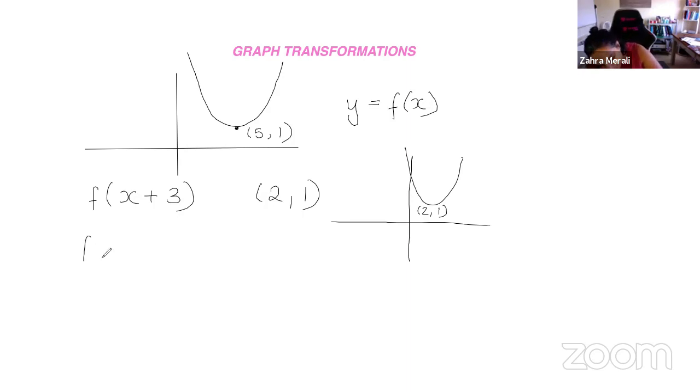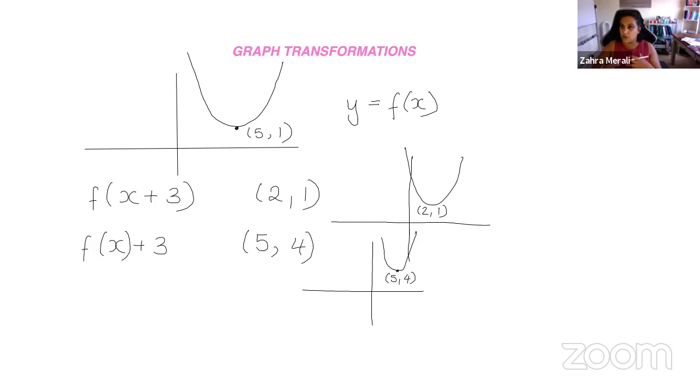Right, so now the difference is if it's outside the bracket, it affects the y's. And the y's do exactly what we want them to do. So if it's plus 3, it means the whole graph is shifting up by 3. So outside the bracket affects the y coordinate. If we think about this, the 5 stays the same because it's the x. The y does exactly what we expect it to. 1 plus 3 is 4. So the whole graph has shifted up by 3, and that point there is now (5, 4).